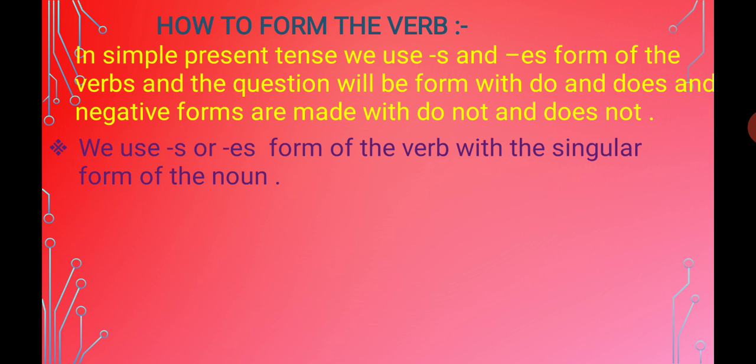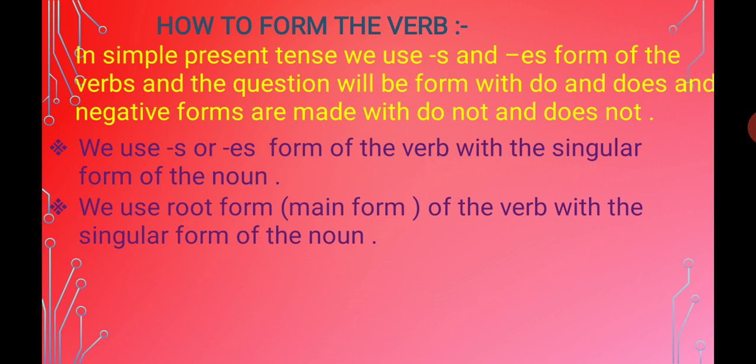Let's see. We use the s or es form of the verb with the singular form of the noun. As we already learnt in our previous lesson, with the singular noun we use s or es with the verb, and we use the root form, meaning the main form of the verb, with the plural form of the noun. I made a mistake here, not singular, plural form of the noun.